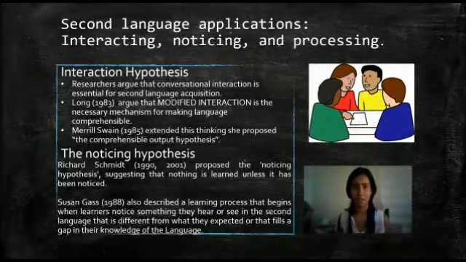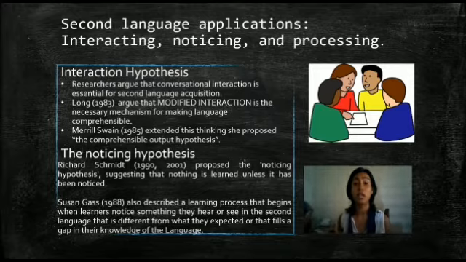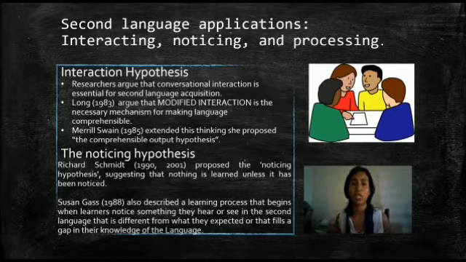The noticing hypothesis. Richard Schmidt proposed that nothing is learned unless it has been noticed. Schmidt hypothesized that second language learners could not begin to acquire a language feature until they had become aware of it in the input. Also, Susan Gass described a learning process that begins when the learners notice something that is different from their knowledge of the language.